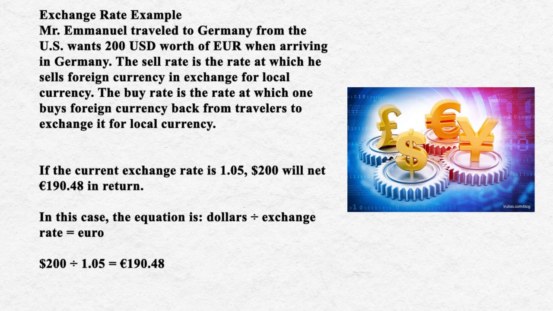Exchange rate example. Mr. Emmanuel traveled to Germany from the US, and wants 200 USD worth of euro when arriving in Germany. The sell rate is the rate at which it sells foreign currency in exchange for local currency. The buy rate is the rate at which it buys foreign currency from the travelers in exchange for local currency. If the current exchange rate is 1.05, $200 will net 190.48 euro in return. So in this case, the equation is dollars divided by exchange rate equals euro. $200 divided by 1.05 equals 190.48 euro.